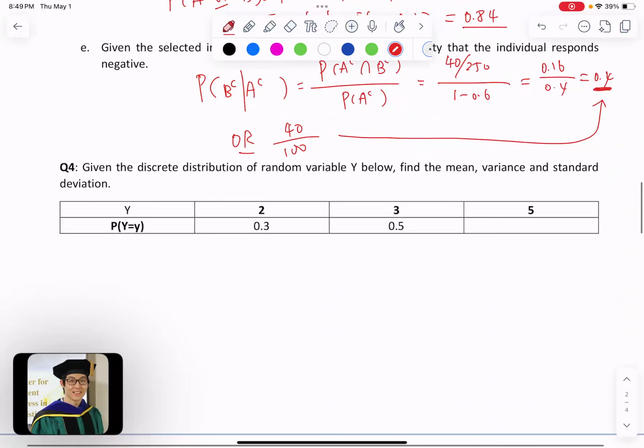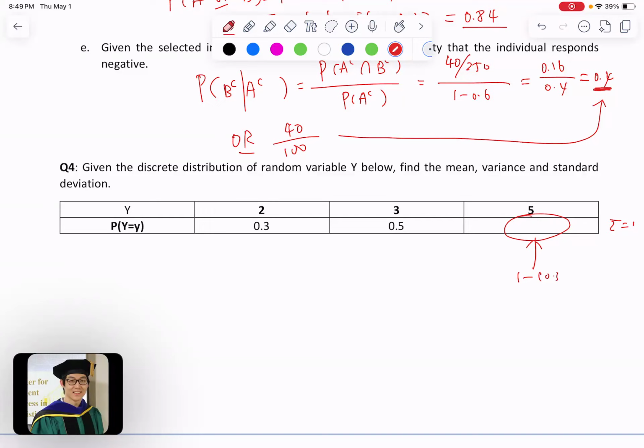Let's take a look at question 4. Given the discrete distribution of a random variable y below, find the mean, variance, and standard deviation. Here there's one probability we don't have, but altogether the sum equals 1. So it is 1 minus 0.3 plus 0.5, so 0.2. We fill that in first and then look at the mean. Mu of x, the expected value of x, is the sum of x times probability of x.